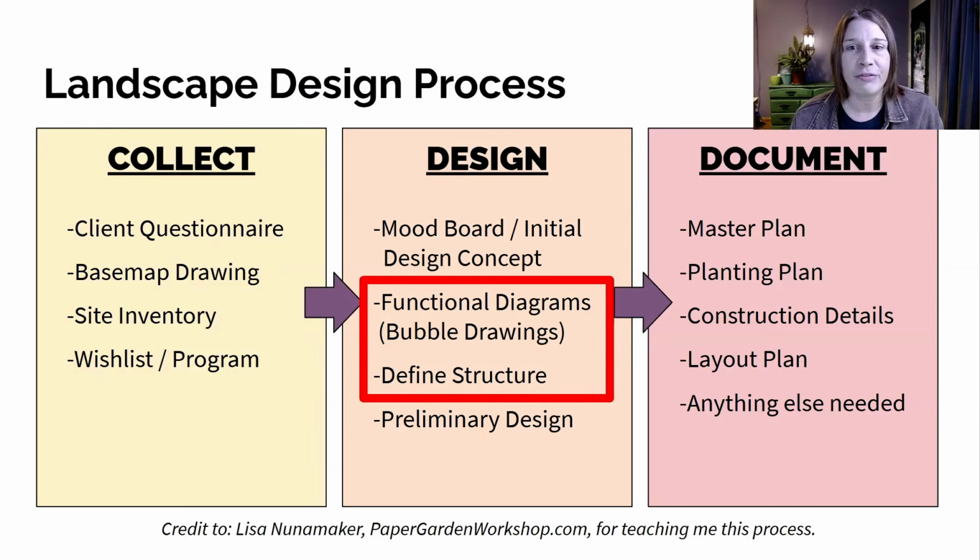So this means that everything before these steps has already been done at this point in the process. You have a site survey, you have a base map drawing of your property, you know the conditions, you have a wish list of what you want, you've already kind of decided on a style, you have some inspiration photos, and you have at least a vague idea of what you want for your space.